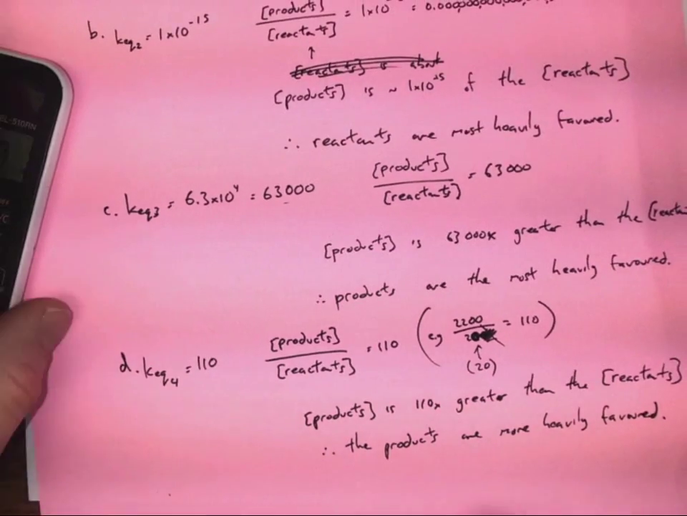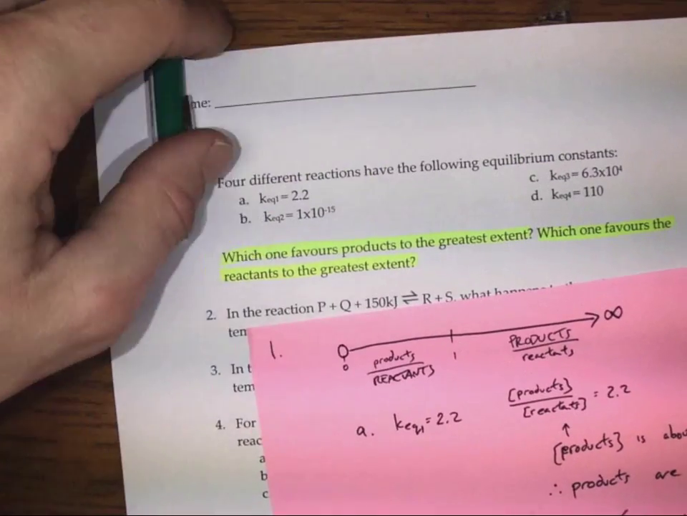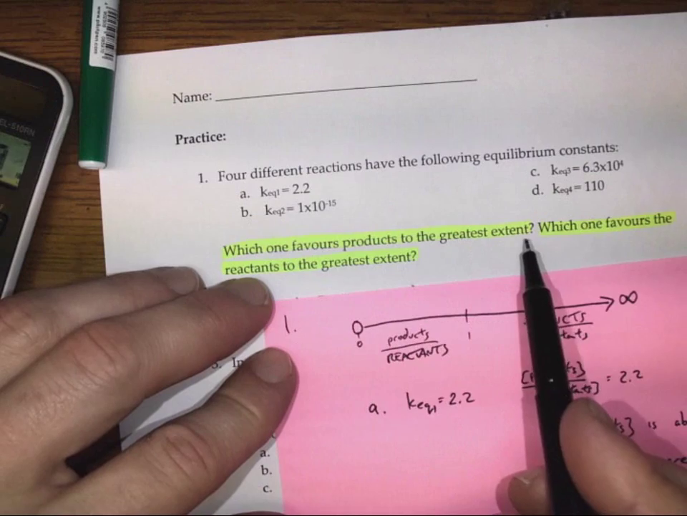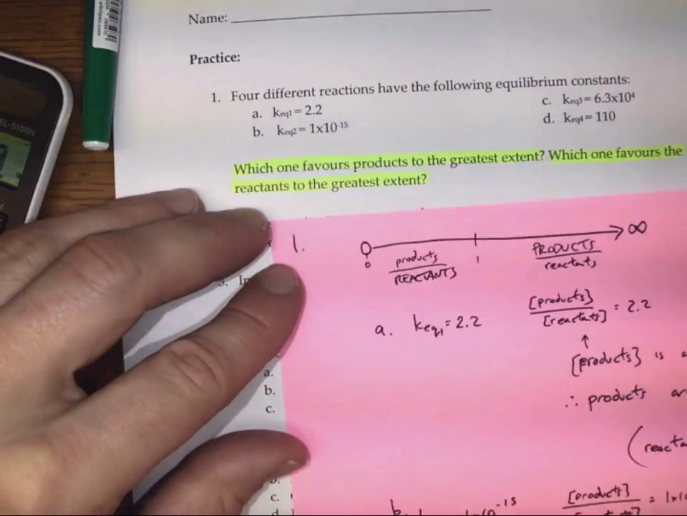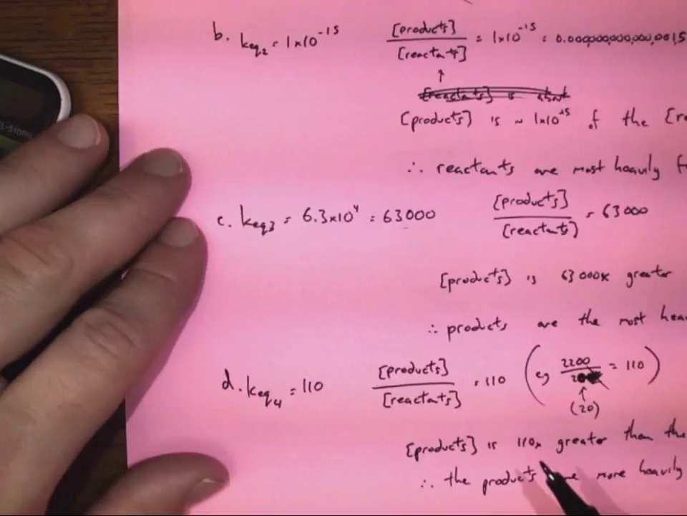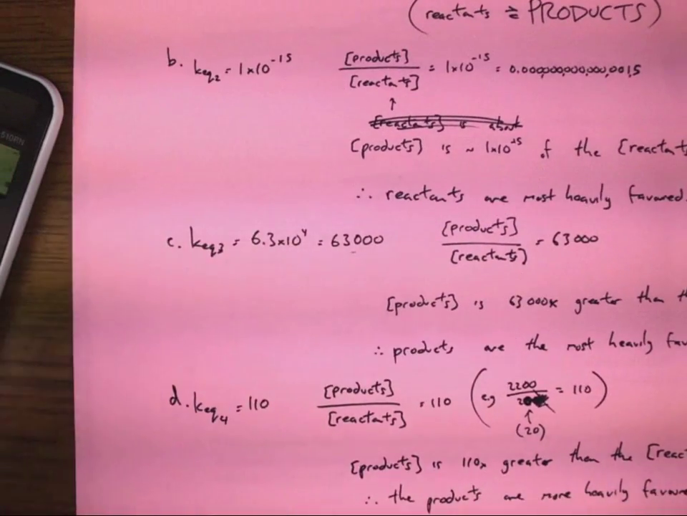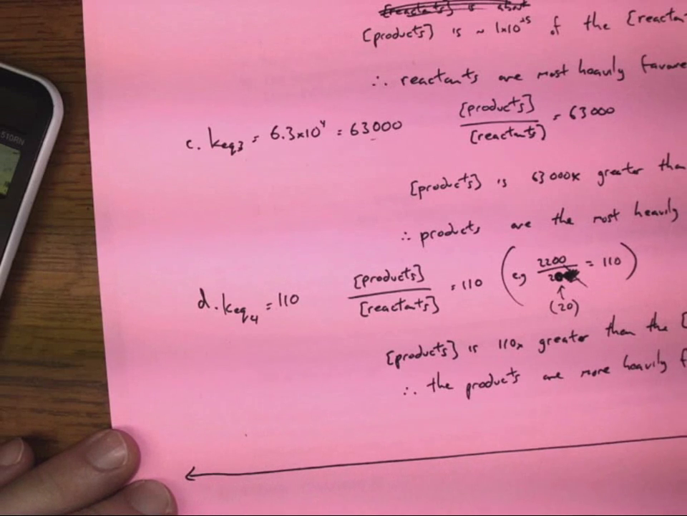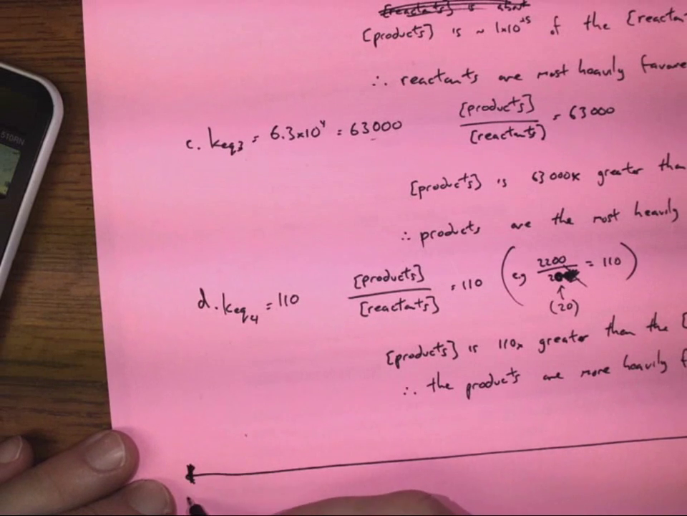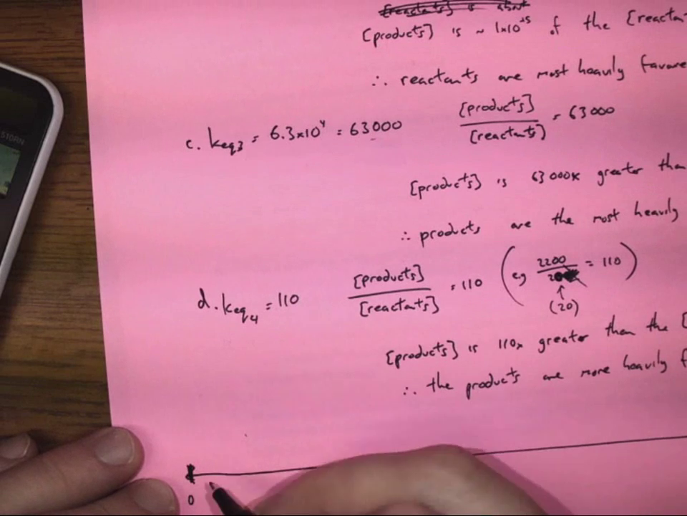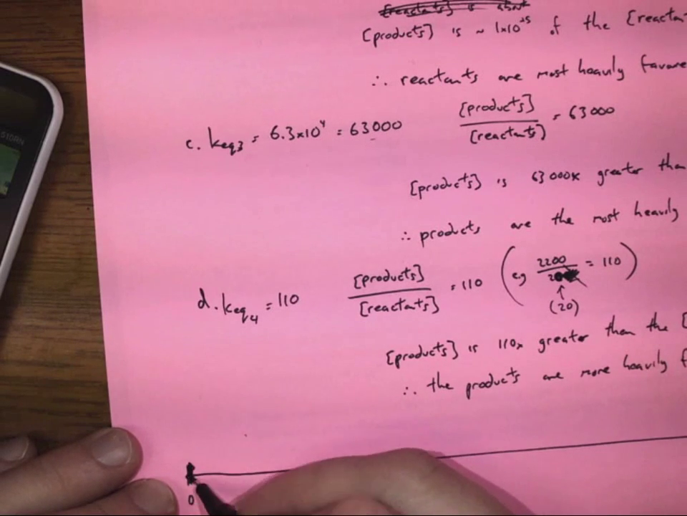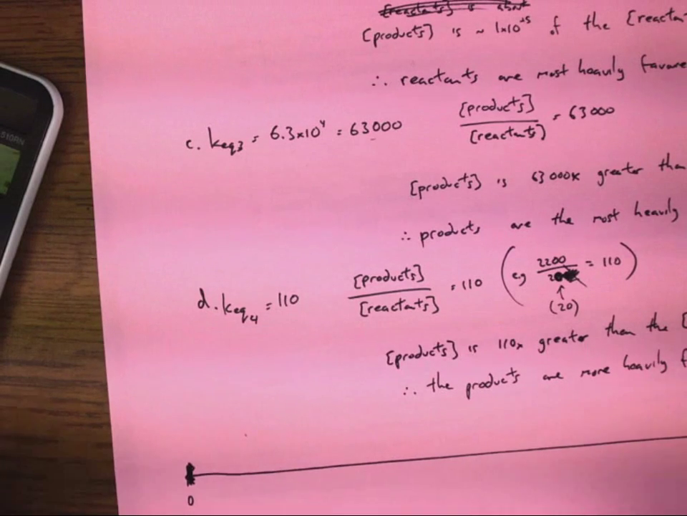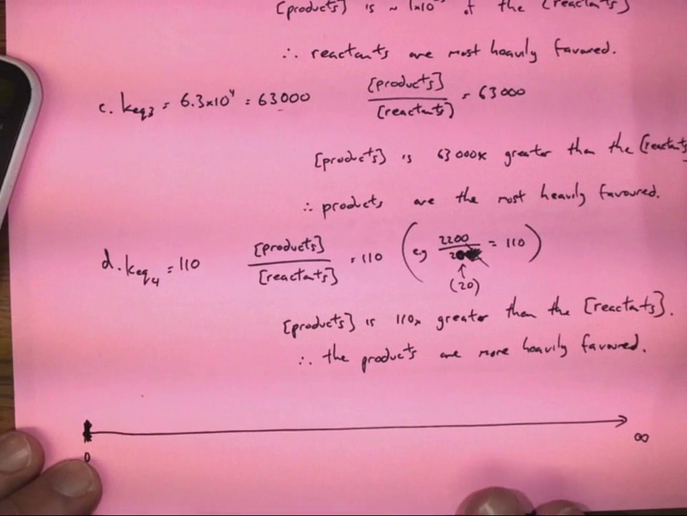Now, the question actually asks, if we go back to the question, which of these 4 KEQs favors the products to the greatest extent? Which one favors reactants to the greatest extent? So I'm going to put these 4 KEQs, now that we've decided whether they favor the reactants or the products, on a number line, where it'll start at 0, go to infinity, and you can't have a KEQ of 0 unless, I guess, the reaction does not occur, in which case it wouldn't be in equilibrium, and it's going to go all the way to infinity.